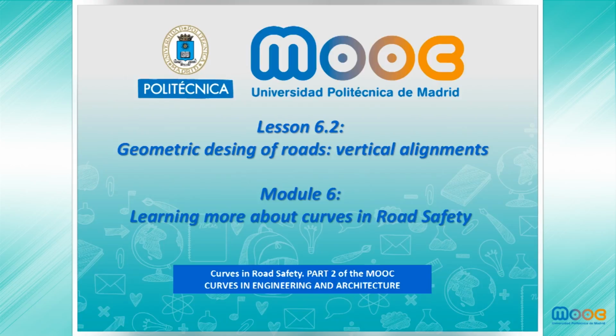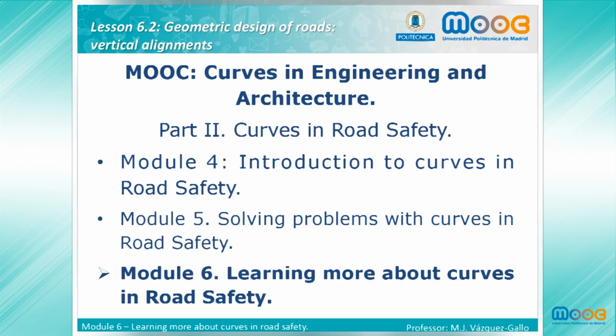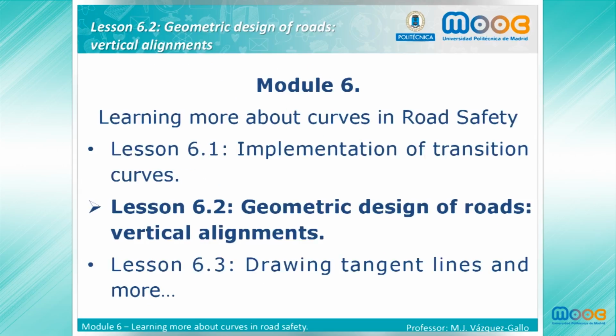Welcome to another lesson of the course Curves in Engineering and Architecture. We are in the second part of the course, namely Curves in Road Safety. In Module 6, we would like to learn more about transition curves and other relevant issues in road safety. Lesson 6.2 is about vertical alignments in geometric design of roads.